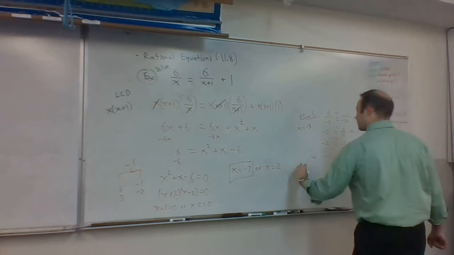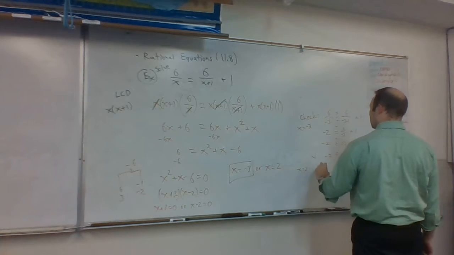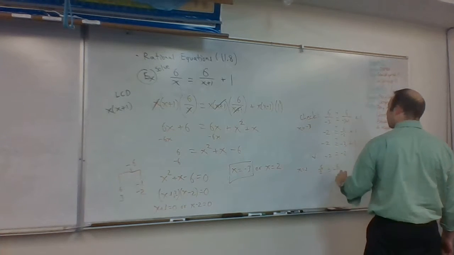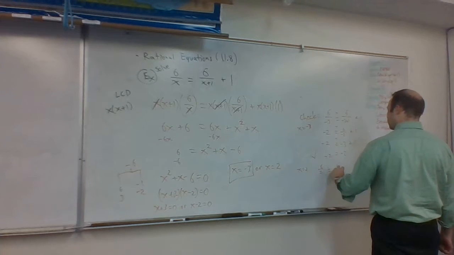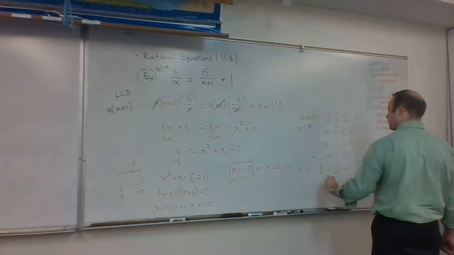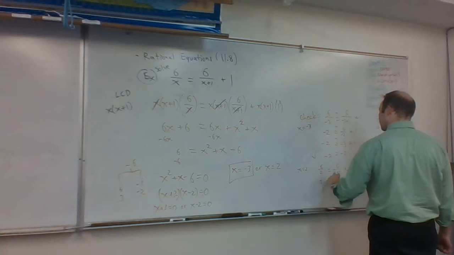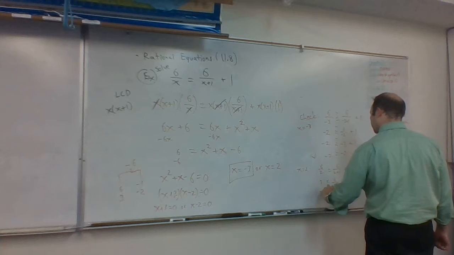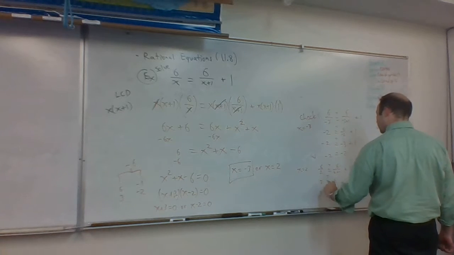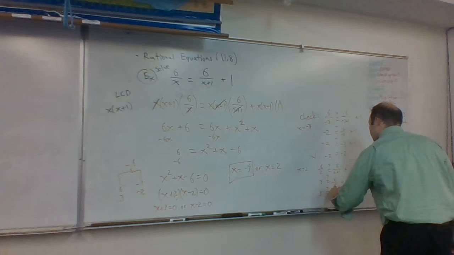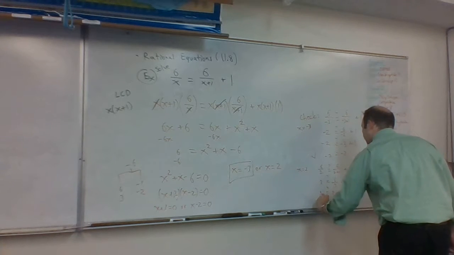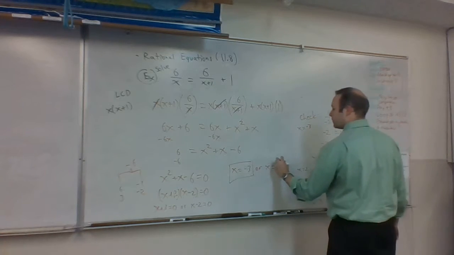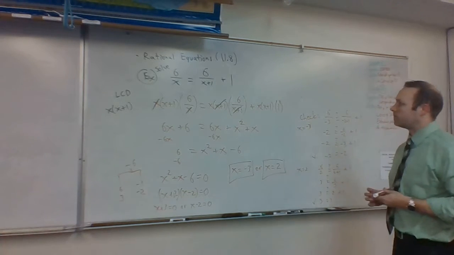Let's check x equals 2. We get 6 over 2 equals 6 over 2 plus 1, plus 1. 6 over 2, that's 3, equals 6 over 3 plus 1. We don't know yet, equals 2 plus 1. 3 does equal 3. This one also checks out, so I can box that as an answer as well.